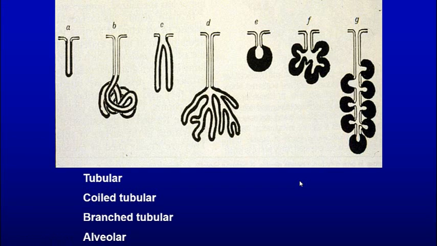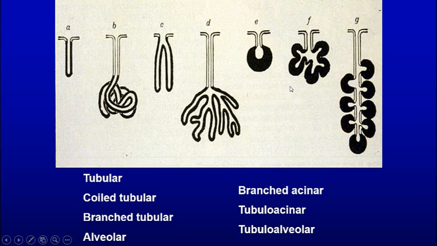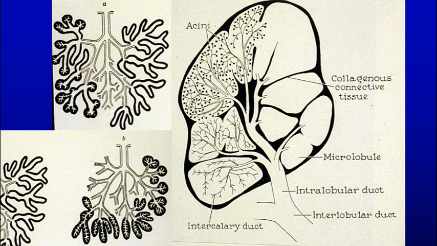So in terms of the duct, the gland's duct part: is it branched or not? None of these are branched, so they are all simple. And it could be a simple tube, a simple coiled tube. It could be a simple branched tube. It could be branched alveolar, branched tubular, different ones that you can have. Branched acinar, tubular, different ones you can have.